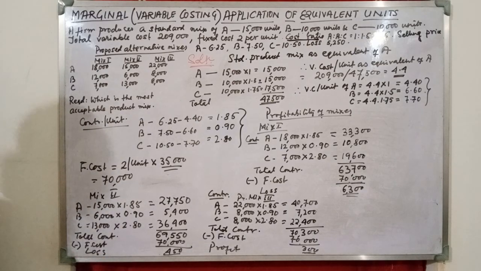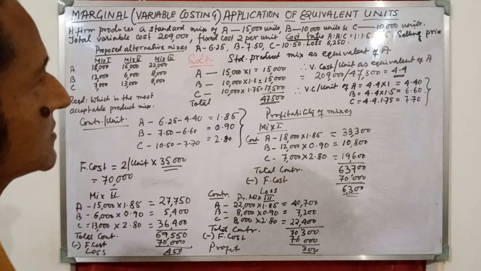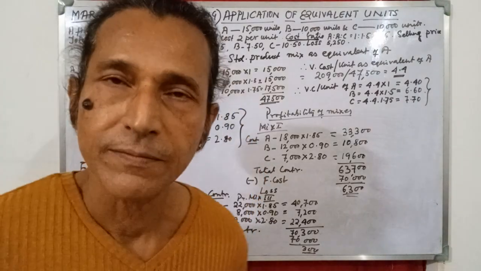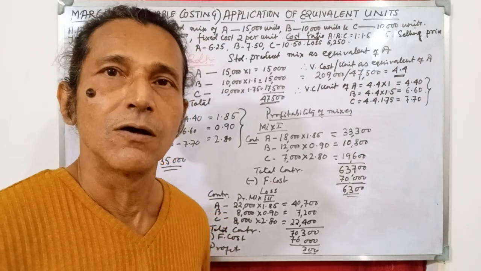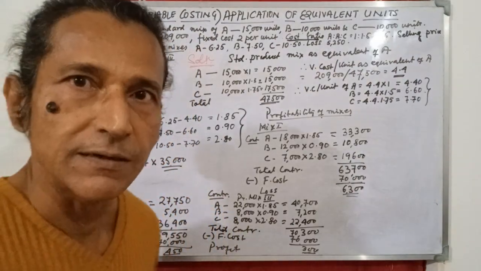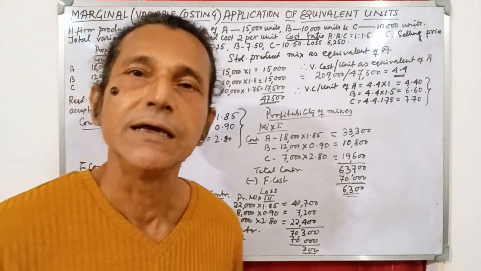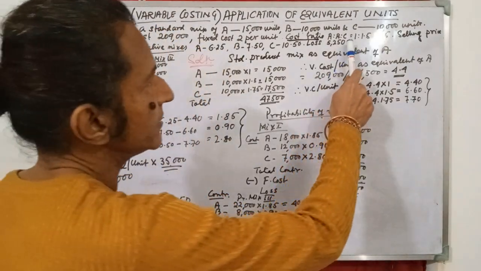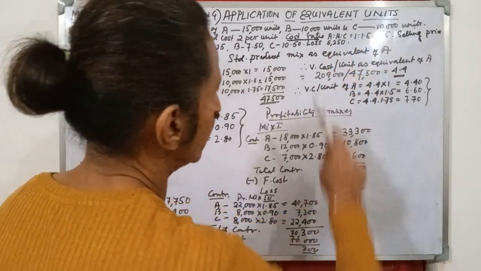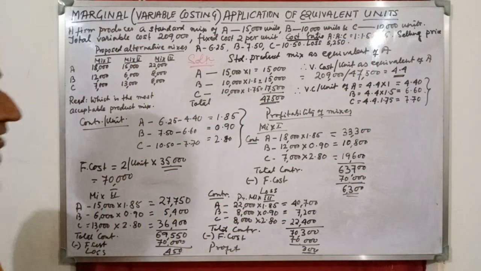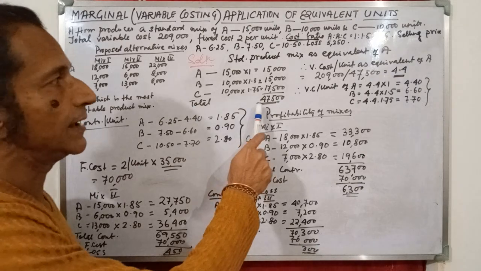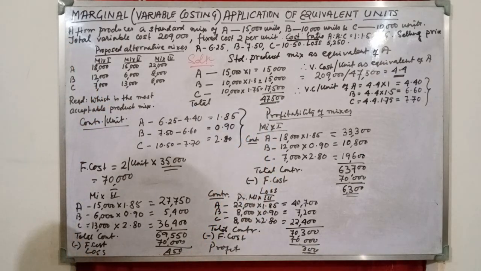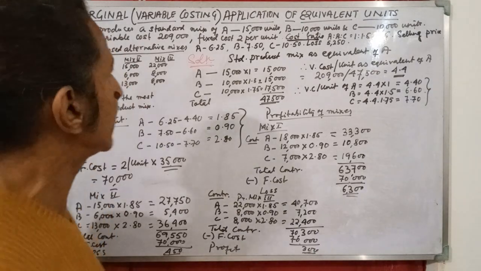So what we have done in the first step, we have found out the total production in terms of product A, that is, the standard production has been converted as equivalent of A. Why? Because the cost ratio is 1:1.5:1.75. So total standard production as equivalent of A is 47,500, and total variable cost is given as 209,000.